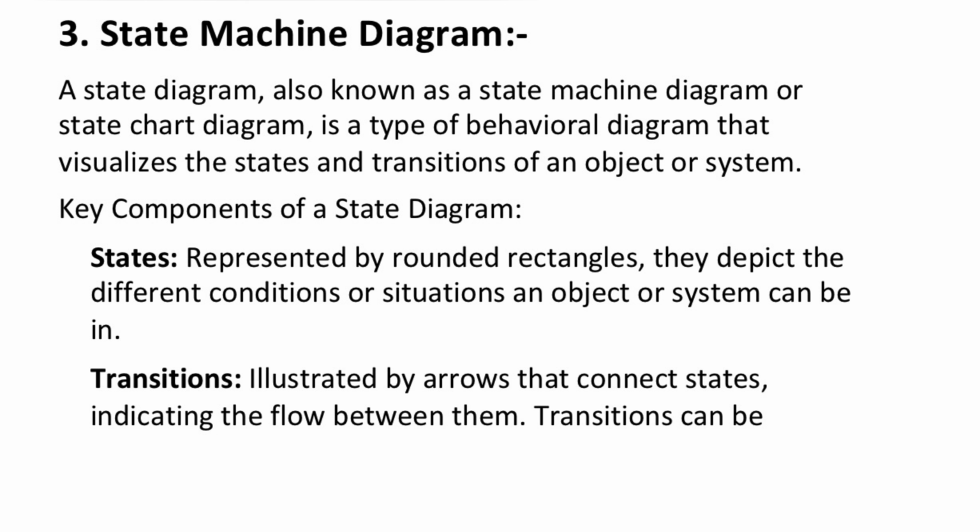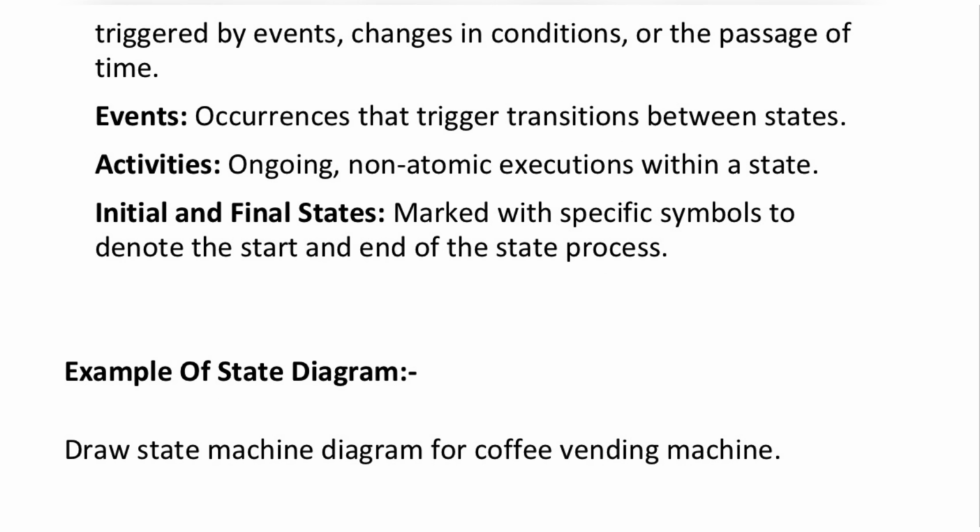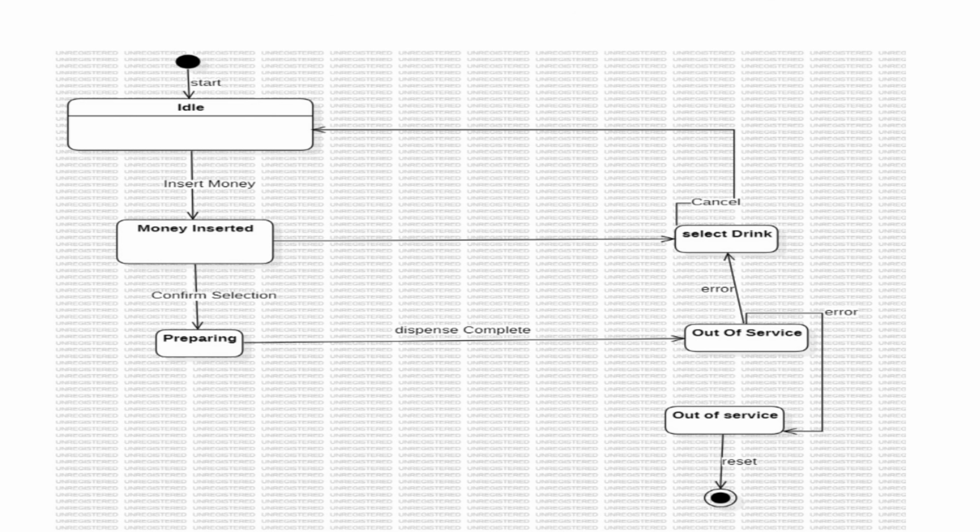Second, transitions, illustrated by arrows that connect states, indicating the flow between them. Transitions can be triggered by events, changes in conditions, or the passage of time. Events, occurrences that trigger transitions between states. Activities, ongoing non-atomic executions within a state. Initial and final states, marked with specific symbols to denote the start and end of the state. The example of it is a coffee vending machine. First, it is in the idle state, then we insert the money and the preparation starts, and also sometimes it goes out of service and there is a stop state.